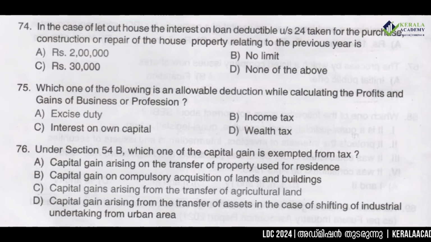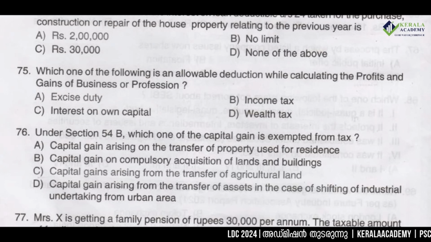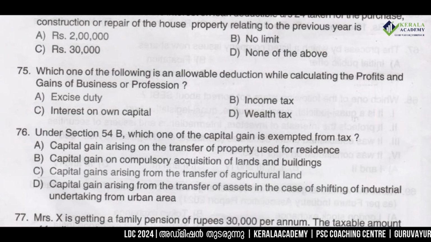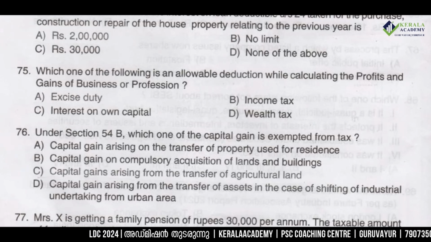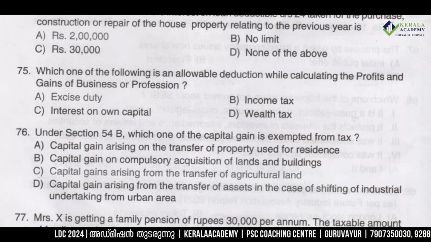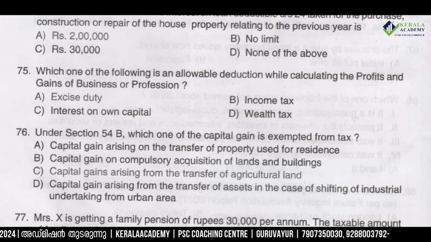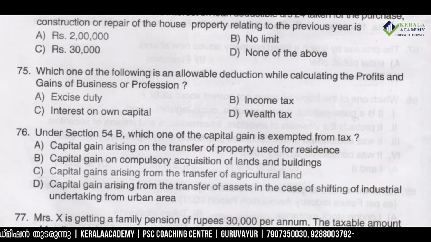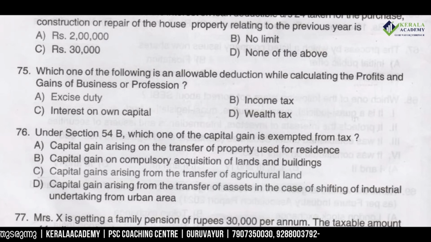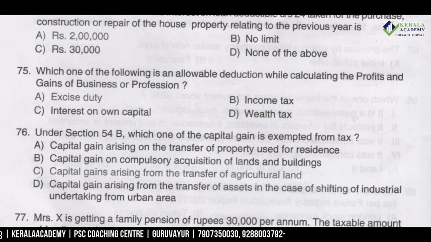Next question. In the case of let-out house property, interest on loan deductible under section 24 taken for the purchase, construction or repair of the house property relating to the previous year is rupees 2 lakh, no limit, rupees 30,000, none of the above. Correct answer option A, rupees 2 lakh.